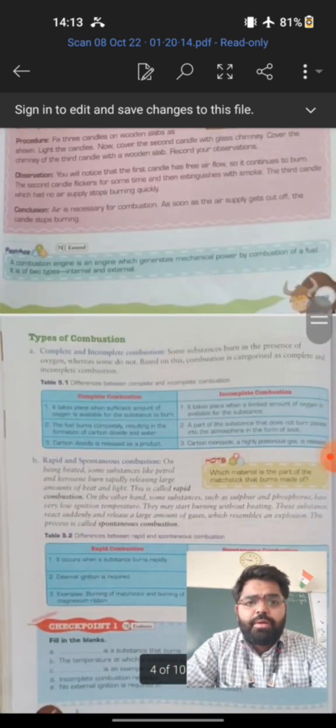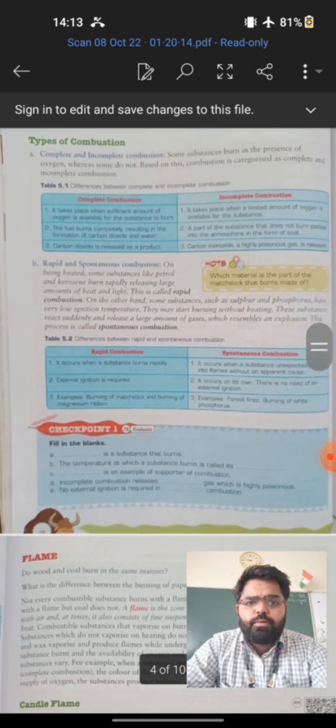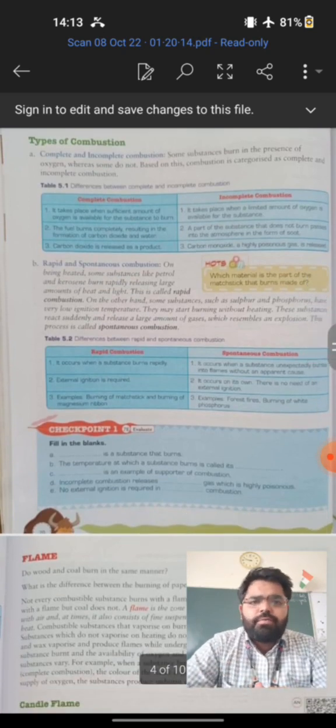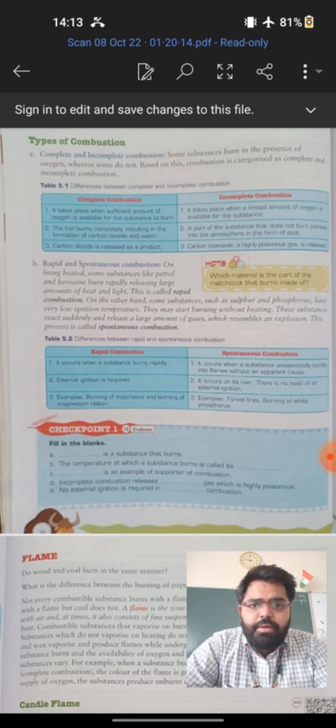Right, now moving on, we need to understand what are the types of combustion. So there are different categories. Firstly, depending on the substance, whether it is getting completely exhausted, we have a complete combustion and an incomplete combustion.